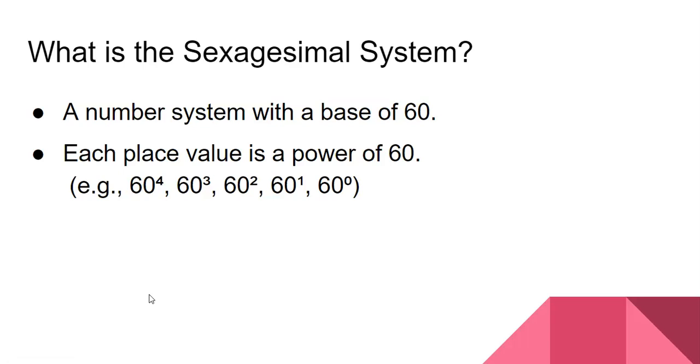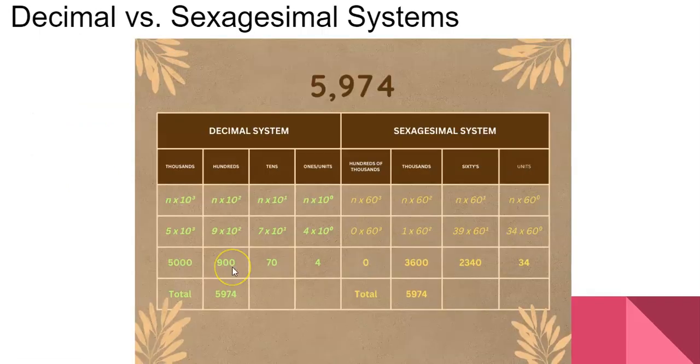So here are examples of numbers in base 60. So we have 60 raised to the exponent 4. Then we have 60 cubed. We have 60 squared. Then we have 60 raised to the exponent 1. And we have 60 raised to the exponent 0, which is just equal to 1. Now let's compare the decimal system and the sexagesimal system based on their place values.